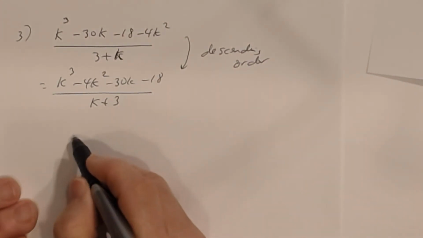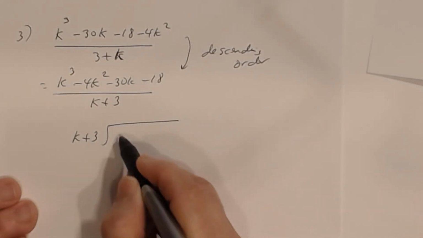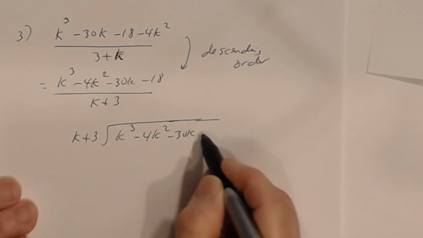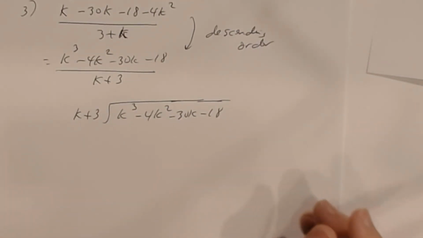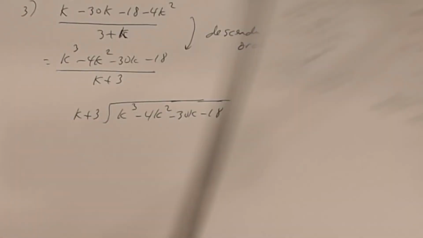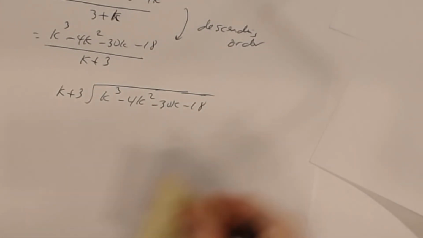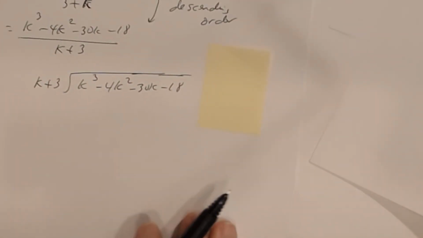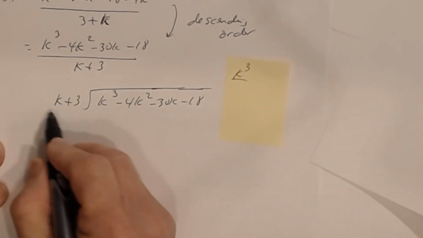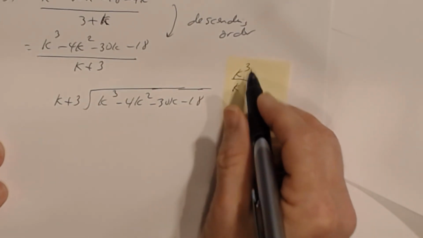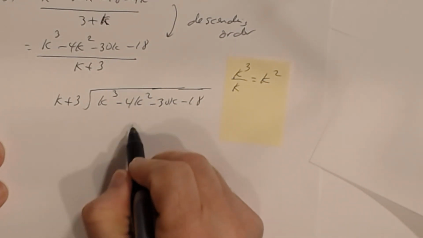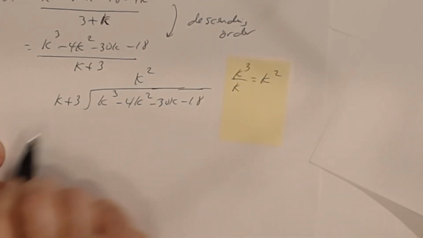All right, now let's do the long division. K plus 3 divided into k cubed minus 4k squared minus 30k minus 18. And then all you're going to do is go through this process. So remember step 1 is to take the first term of your dividend, k cubed, divided by the first term of your divisor, k. Well, k cubed divided by k, you know, is k squared. Put that over the k squared column. Put that here.